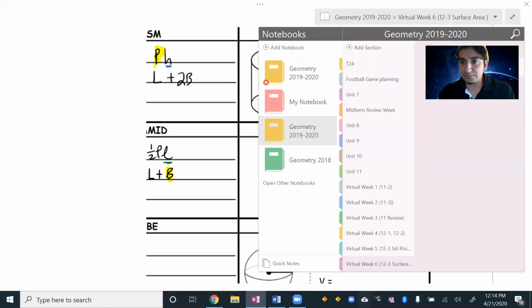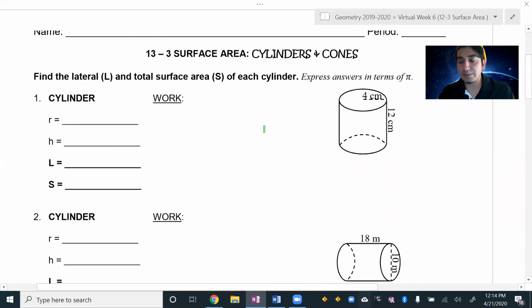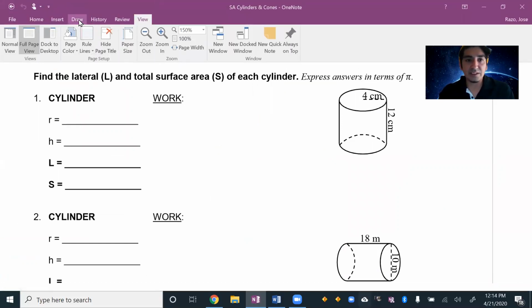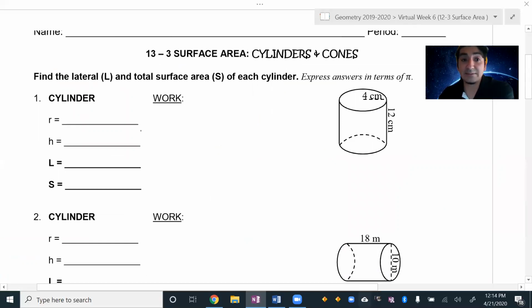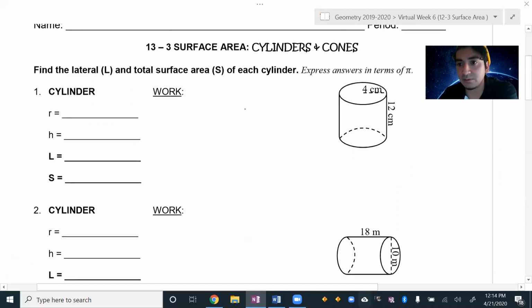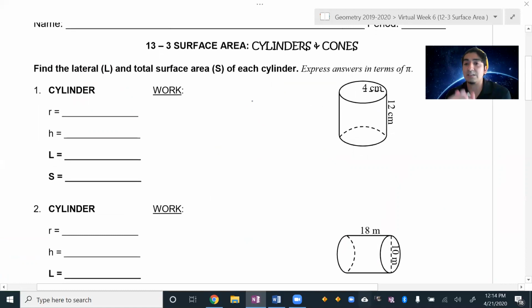Now, let's say we go cylinders. Okay, now for cylinder, what needs to happen, you have to find the radius and find the lateral and total surface area of each cylinder. So I'm going to do one by one. No, not one by one, but I'll do one cylinder, one cone, one sphere.